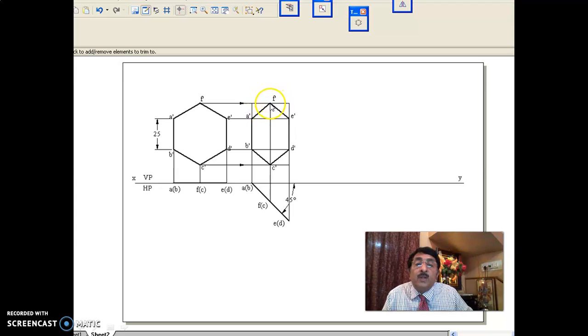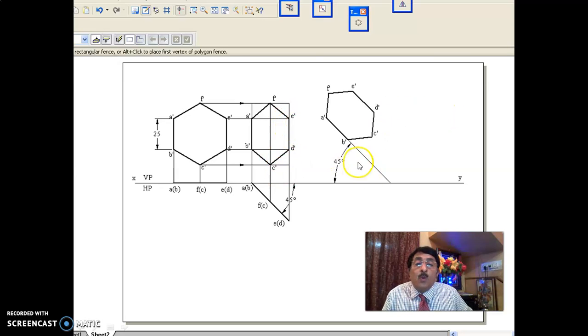See here, A dash F dash and F dash C dash have lost true length. C dash D dash and C dash B dash have lost true length. But A dash B dash and E dash J dash are still in true length because they are parallel to VP. That is true length in VP, you can see. A dash B dash and E dash J dash are still in true length.